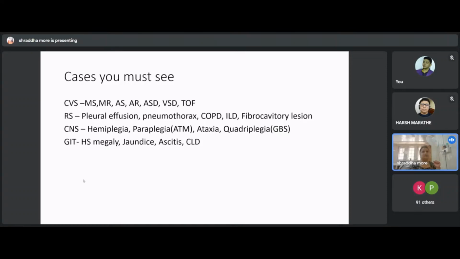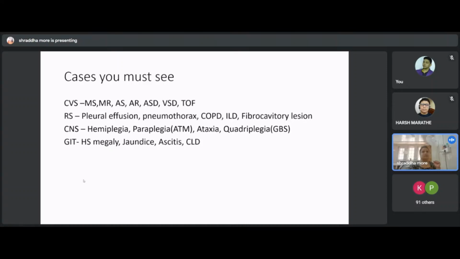So MS, MR, AS, AR, ASD, VSD, TOF, effusion, pneumothorax, COPD, ILD, fibrocavitary lesion, hemiplegia, paraplegia, ataxia, quadriplegia, that is GBS, and ATM, hepatosplenomegaly, jaundice, ascites, CLD. You will not get any case other than this. Maybe one or two, maybe anemia can come up, goiter can come up, but then they are covered in surgery as well. All right. So these are the cases. Write them up on your vision board.